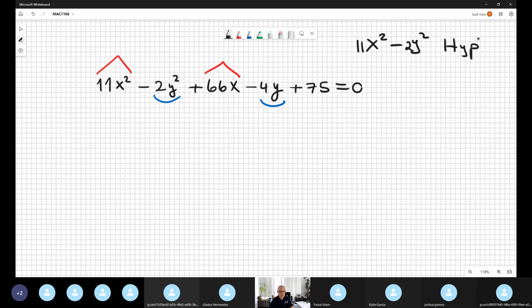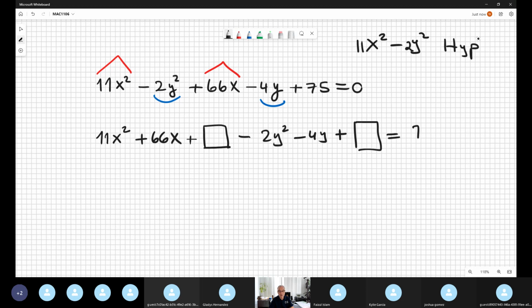Now you put together 11x squared plus 66x plus something that I don't know to complete the square, minus 2y squared minus 4y plus something. And also you put 75 negative in the right hand side plus 2 something. Okay, there's something that we need to complete the square.